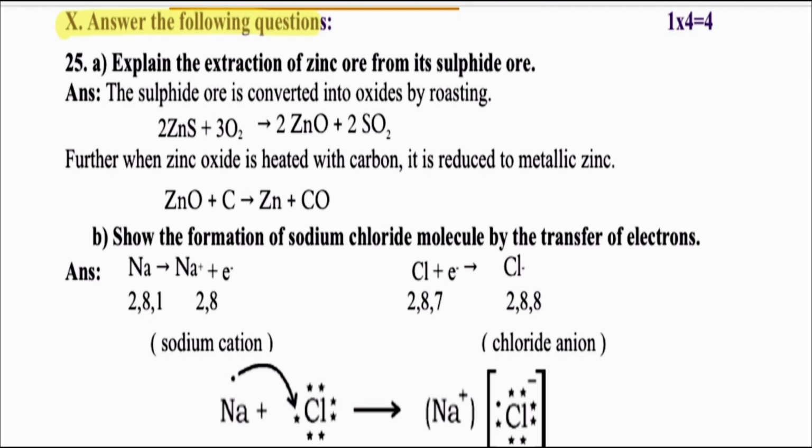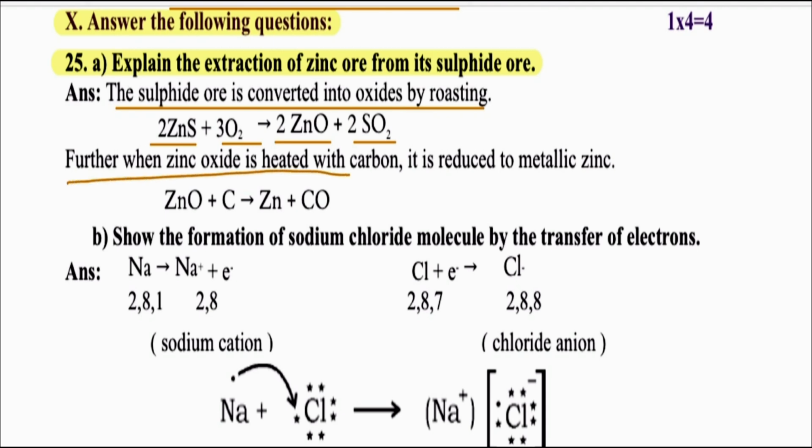Answer the following questions. Question number 25. A. Explain the extraction of zinc from its sulfide ore. The sulfide ore is converted into oxide by roasting. ZnS plus 3O2 gives rise to 2ZnO plus 2SO2. And further the zinc oxide is heated with carbon and it is reduced to metallic zinc.